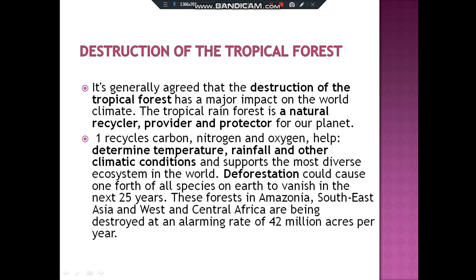Destruction of the tropical forest. It's generally agreed that destruction of the tropical forest has a major impact on the world climate. The tropical rainforest is a natural recycler, provider and protector for our planet. It recycles carbon, nitrogen and oxygen, helps determine temperature, rainfall and other climatic conditions and supports the most diverse ecosystem in the world. Deforestation could cause 1/4 of all species on Earth to vanish in the next 25 years. These forests in Amazonia, Southeast Asia, and West and Central Africa are being destroyed at an alarming rate of 42 million acres per year.